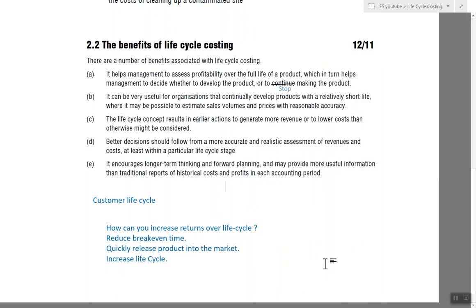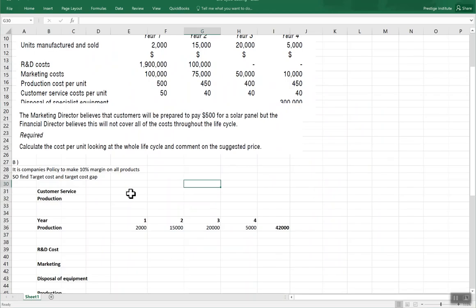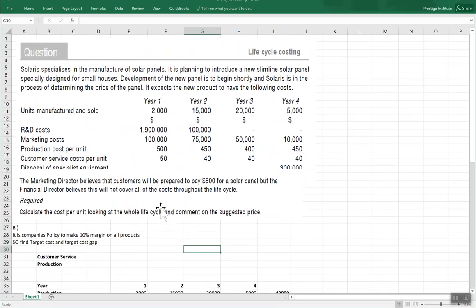Okay, let's look at a question on it. Required, calculate cost per unit, looking at the whole life cycle, and comment on the suggested price. I have another requirement here as well. We will look at that later.